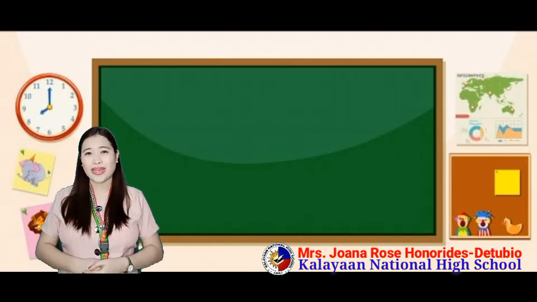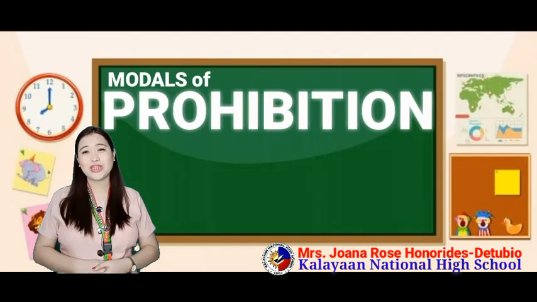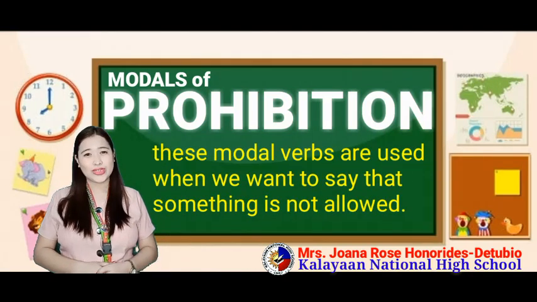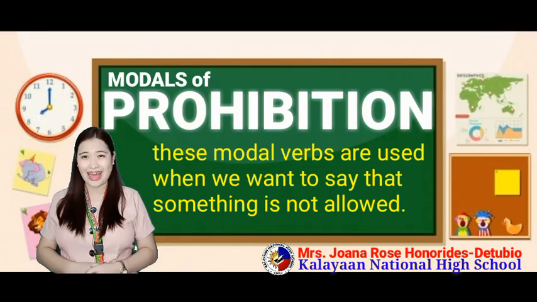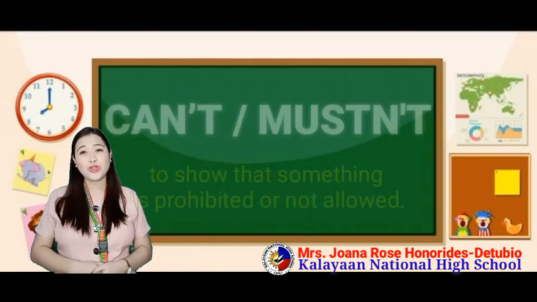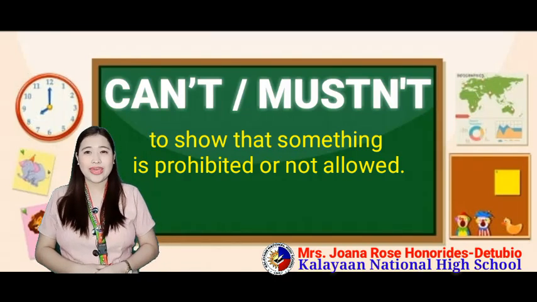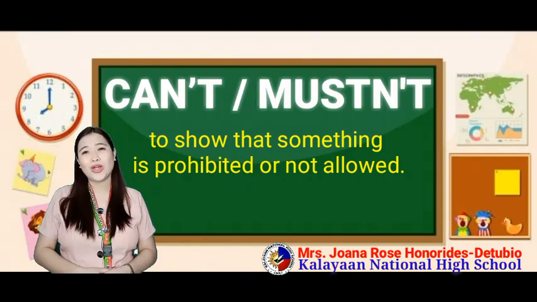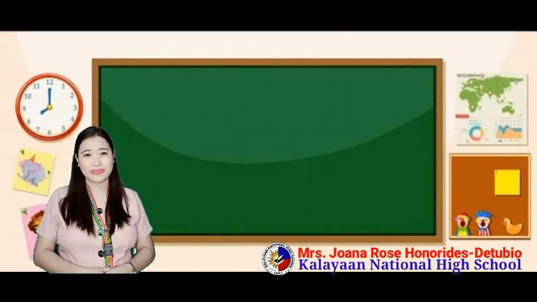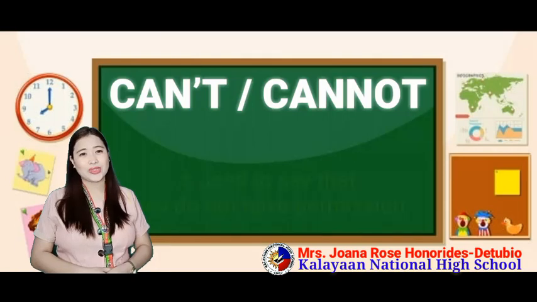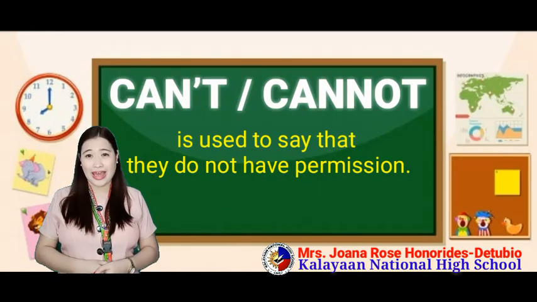The last one is the modal of prohibition. These modal verbs are used when we want to say that something is not allowed. Use can't and mustn't to show that something is prohibited or not allowed. Can't or cannot is used to say that they do not have permission.